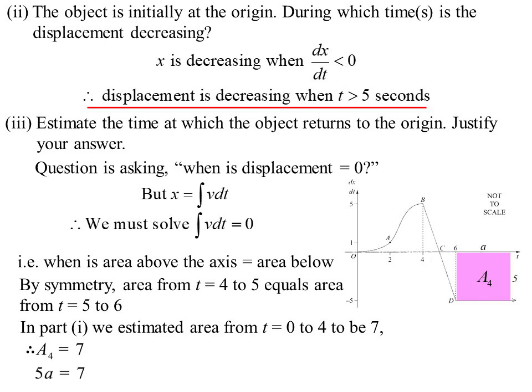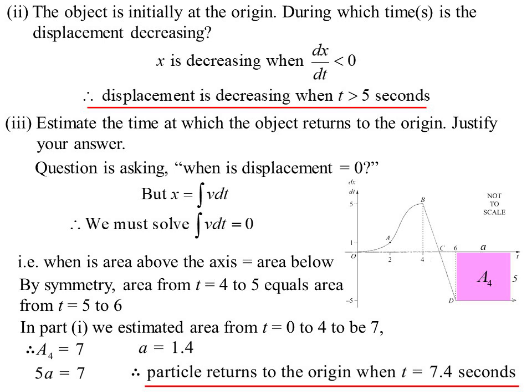I've called it area 4, maybe because it's the 4th section there. But, yeah. So 5 times A, I'm just saying how far after 6, that's got to equal 7. So A is 1.4. I'm estimating it to be around 7.4 seconds.